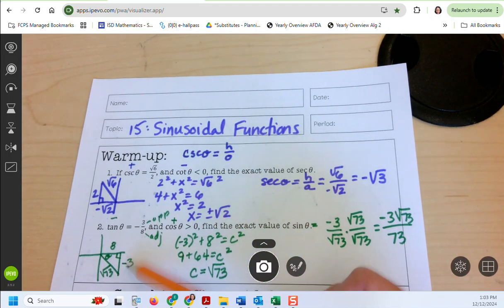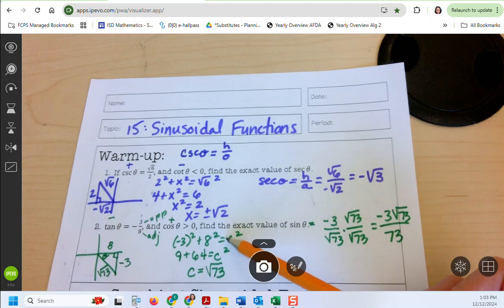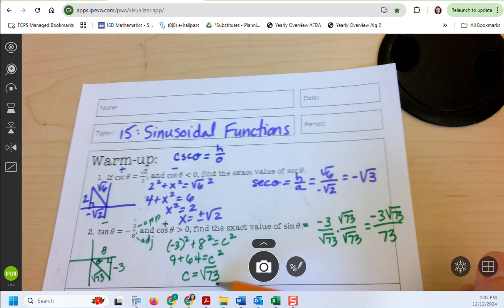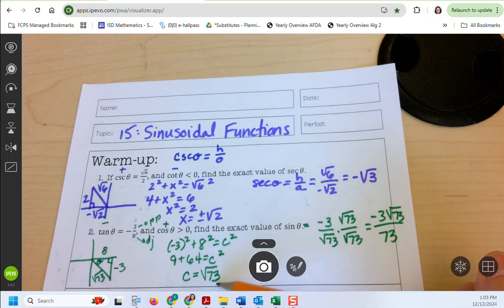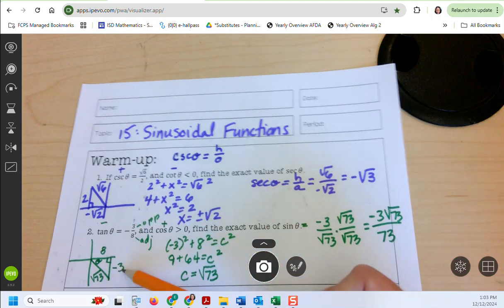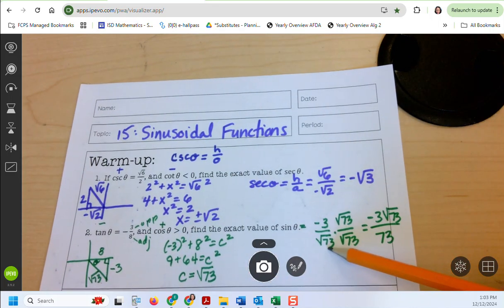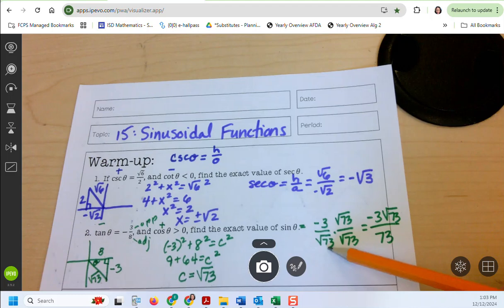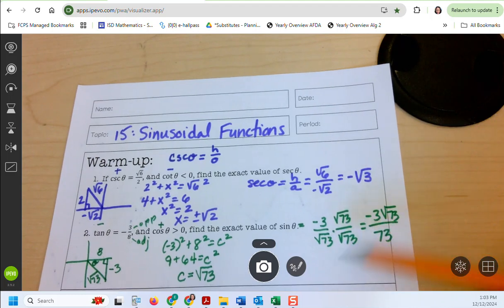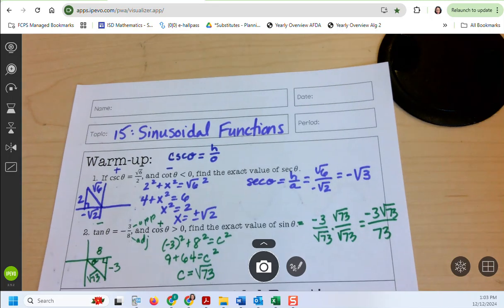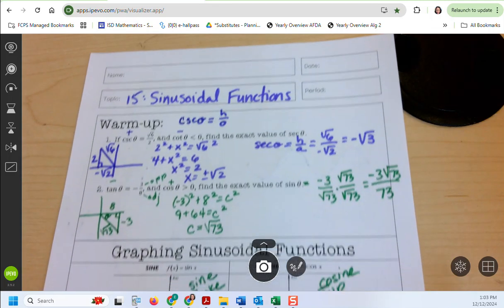So I put the negative 3 in the 8, and I use Pythagorean theorem to find the hypotenuse. The hypotenuse will always be positive. When I find the value of sine, opposite over hypotenuse, I get negative 3 over root 73, but I have to rationalize the denominator, and so I end up with negative 3 root 73 over 73. That was a little review from topic 14.